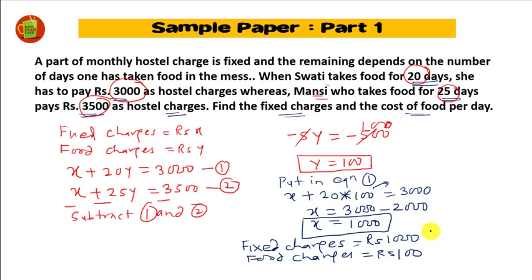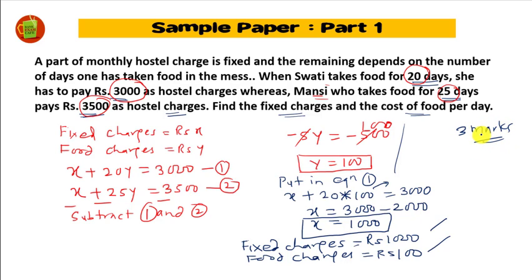So we have got the food charges as well as fixed charges, and these are the steps you have to follow in the examination. So friends, this is the way you will get the marks. This part will get 1 mark. Sorry, this question is asked for 3 marks.